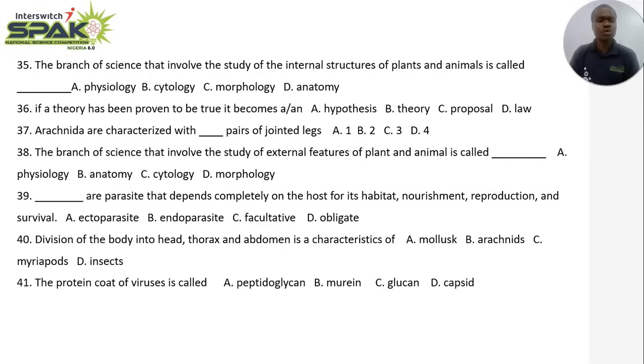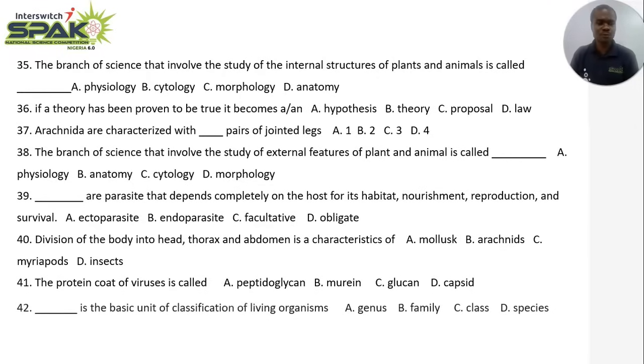The protein coat of viruses is called dash. The protein coat, is it peptidoglycan? No. Murein is another name for peptidoglycan. Glucan is a polysaccharide. Capsid is the protein coat that surrounds the body of viruses. It is called capsid. Capsid is a protein coat.